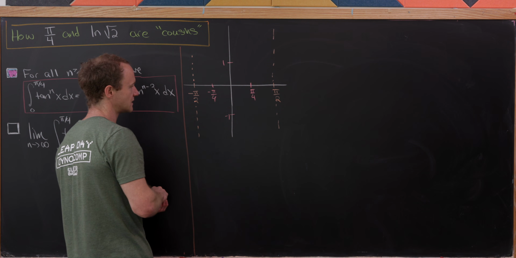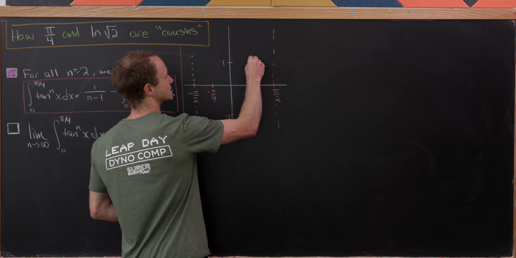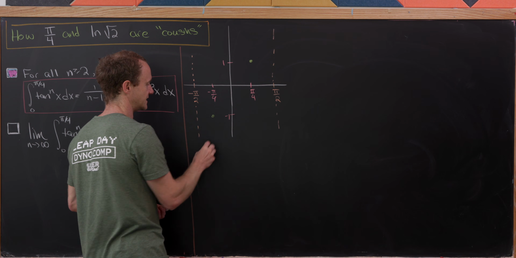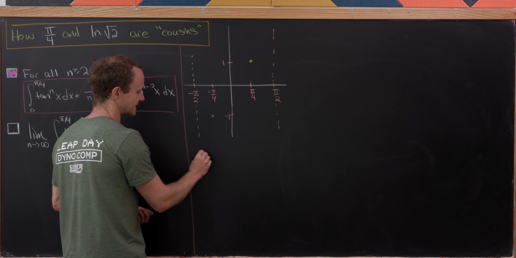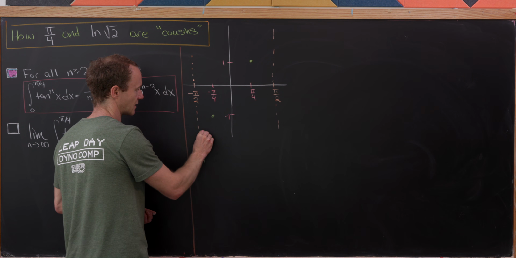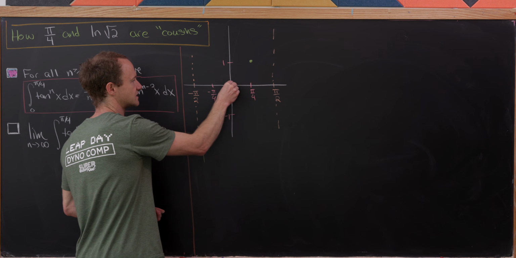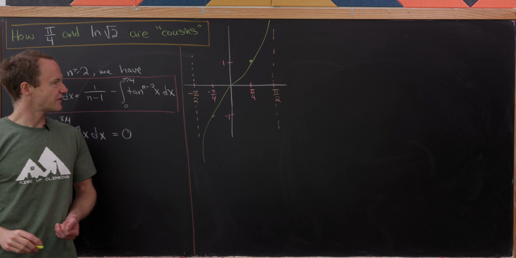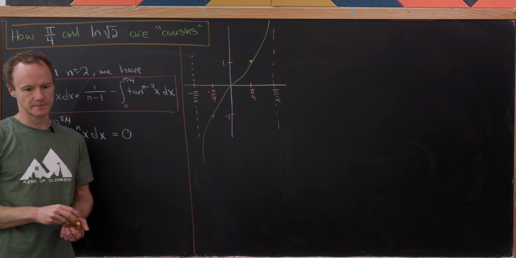Okay, so now let's recall that tangent of pi over 4 was 1. We in fact just used this. Tangent of negative pi over 4 is -1. And then this thing is asymptotic. So let's see if we can get our picture. So it looks something like this. Okay, so I think that's pretty good.